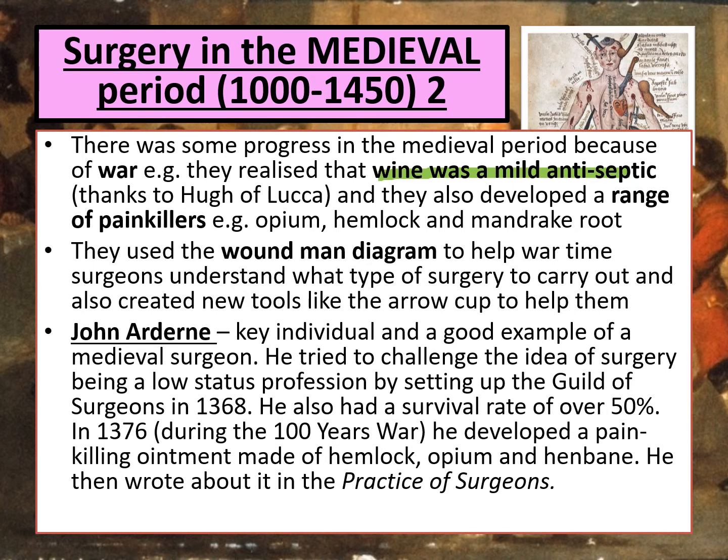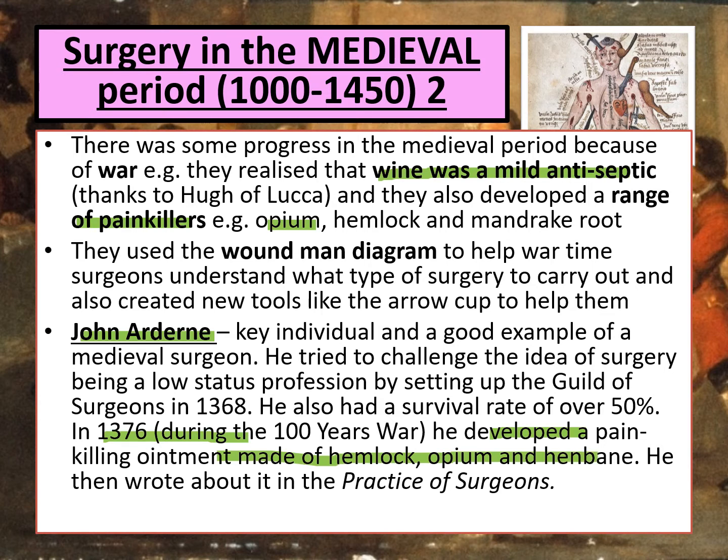They also did develop their use of painkillers. They used things like alcohol still, but they also used things like opium in the later medieval period, which they imported from places in the East. And they also made certain painkilling remedies that were made of things like opium and hemlock. And one of the people that created some of those remedies was the very famous English surgeon from Nottinghamshire, John Ardern, who had developed a painkilling ointment during the 100 Years' War made out of hemlock, opium and henbane, which he then wrote about in his book.